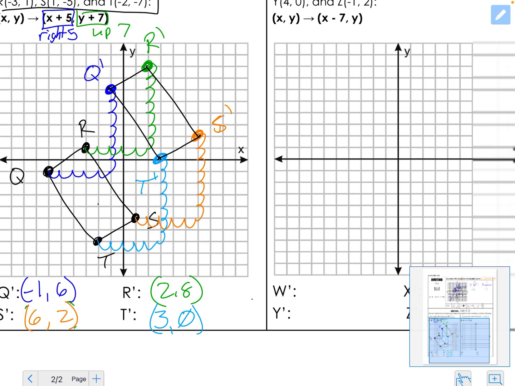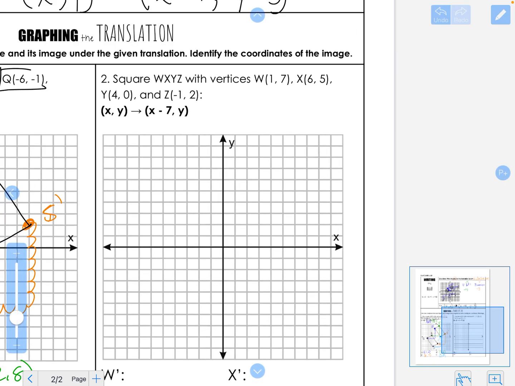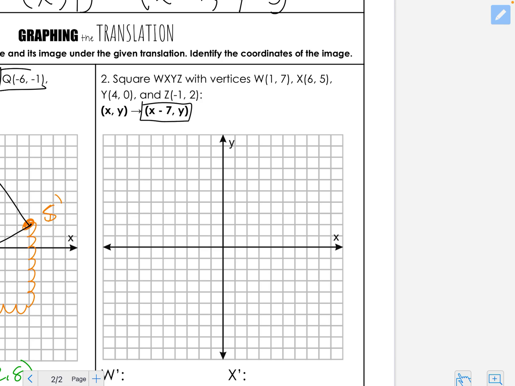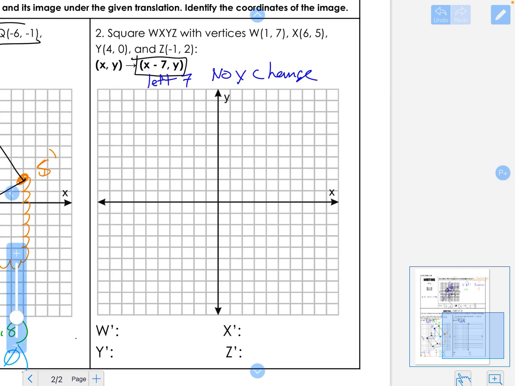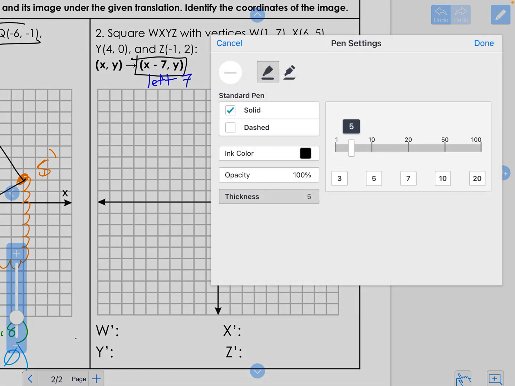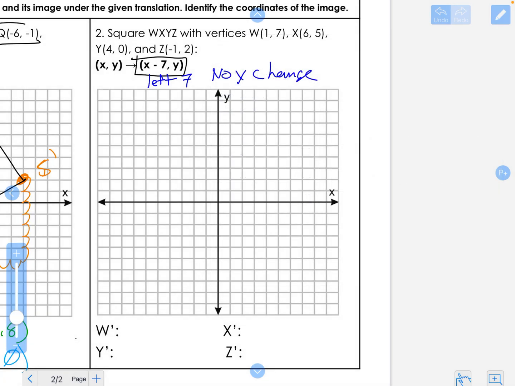All right, so now let's look at our next one. If we're looking at the rule here, our rule is x minus 7 comma y. I know that we're going to go left 7. And then because y does not have a plus or minus to it, there's going to be no y change. So my y coordinates are going to be the same no matter what. Let me just make one slight adjustment real quick.